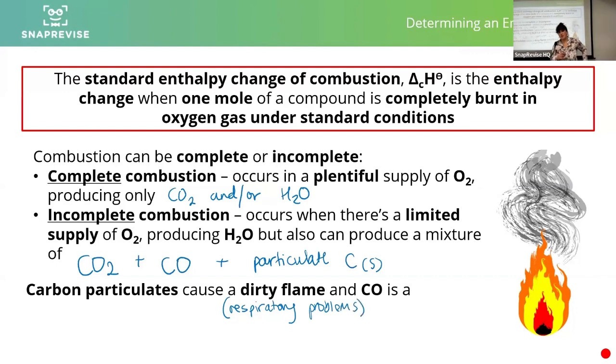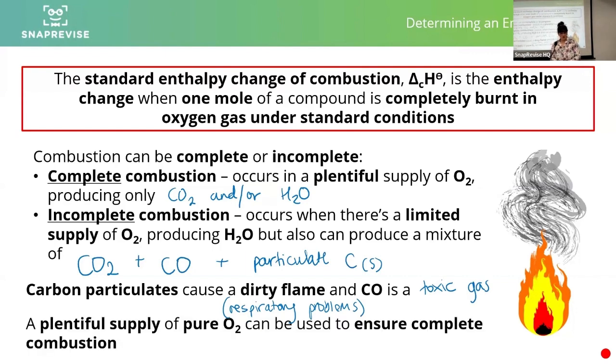And what's the issue with carbon monoxide? Why don't we want to produce carbon monoxide? Because it's a toxic gas. So wherever possible, we try to avoid incomplete combustion. To do that, we need to just have a plentiful supply of oxygen.